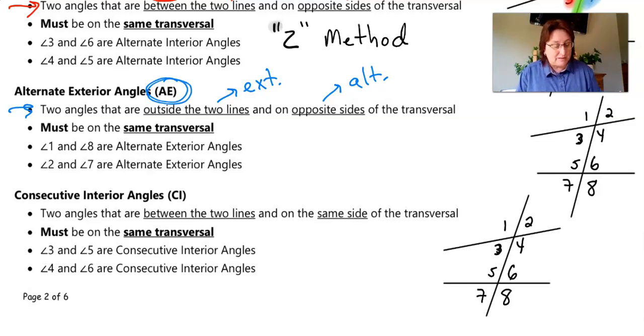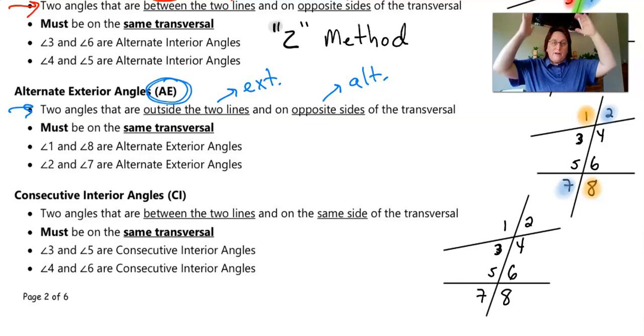Okay, so alternate exterior. Angle 1 is exterior, it's outside the line. But now I want to go down to the other angles that are outside the line and find the one that is on the opposite side of the transversal, and that is angle 8. Okay, and then your other set, you have angle 2 and angle 7. Notice all of those angles are outside the lines, right? They're outside the lines and they alternate across the transversal.